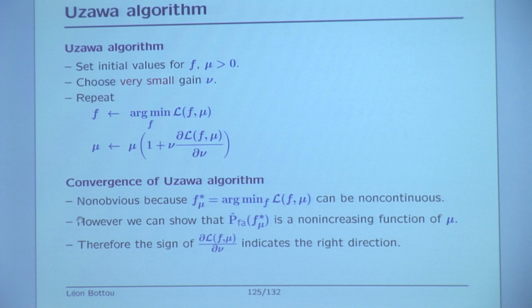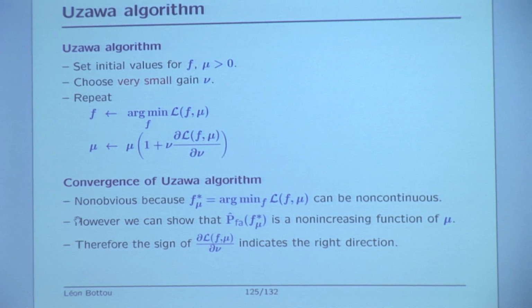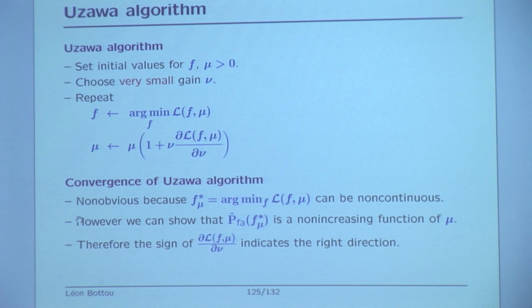Now, the convergence of this is not really obvious because the f star mu, which is the minimum of the Lagrangian for a fixed mu, can be a non-continuous function. But in our particular case, because there is a single constraint and because it's pretty simple, we can show that the probability of false alarm of the optimal solution for fixed mu is going to be a non-increasing function of mu, if you don't do things too stupidly. And I can go over with details if you want.